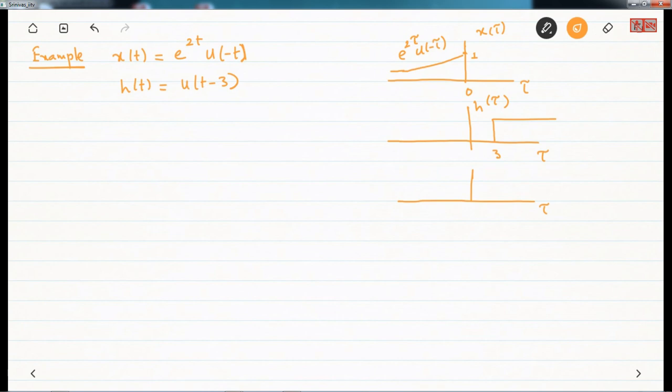I have to reflect this. So this h of minus tau, how do I obtain? This is equal to minus 3. So this is h of minus tau, and now I want to obtain h of t minus tau. So h of t minus tau will be simply this signal shifted to the left or to the right.